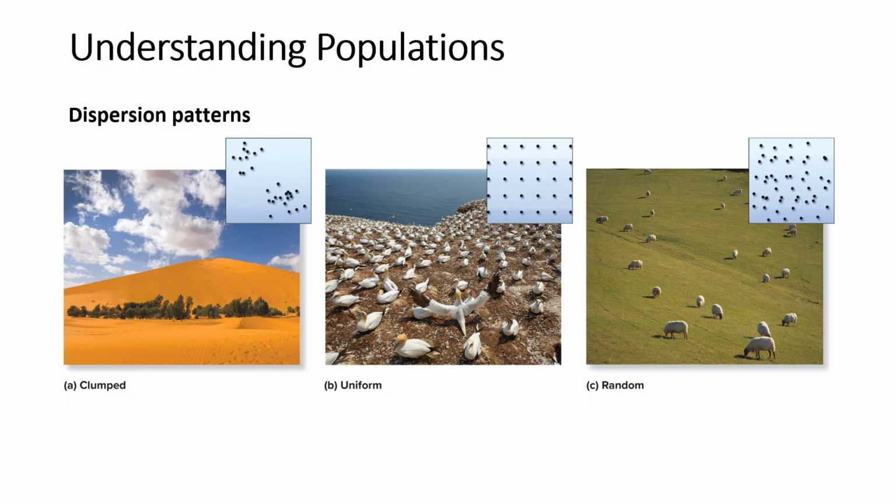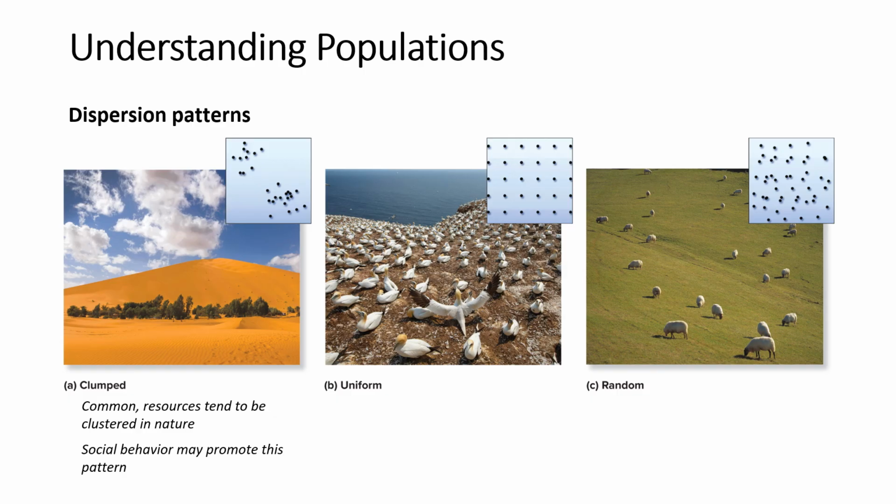We see three examples here. We have clumped, uniform, and random dispersion patterns seen in living things. And these happen for a number of reasons. If we look at a clumped distribution here, you can see all those trees growing clumped together in this quite arid desert landscape. And that's basically because that's where the water is. The little bit of water that might be present in this desert is right there. So this is kind of what we call an oasis, if you've ever heard that term before.